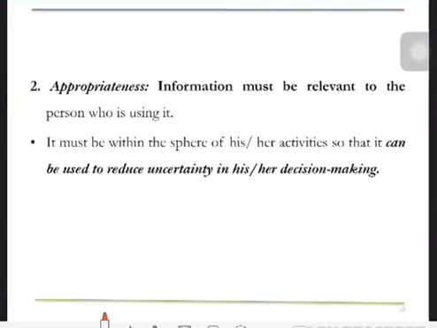Second, appropriateness. Information must be relevant to the person who is using it. ለሚጠቀመው ሰው relevant መሆን አለበት። relevant ካልሆነ that's not information. It must be within the sphere of his or her activity so that it can be used to reduce uncertainty. So information should reduce uncertainty. If information reduces the uncertainty of the decision maker or the manager, we call the information appropriate.